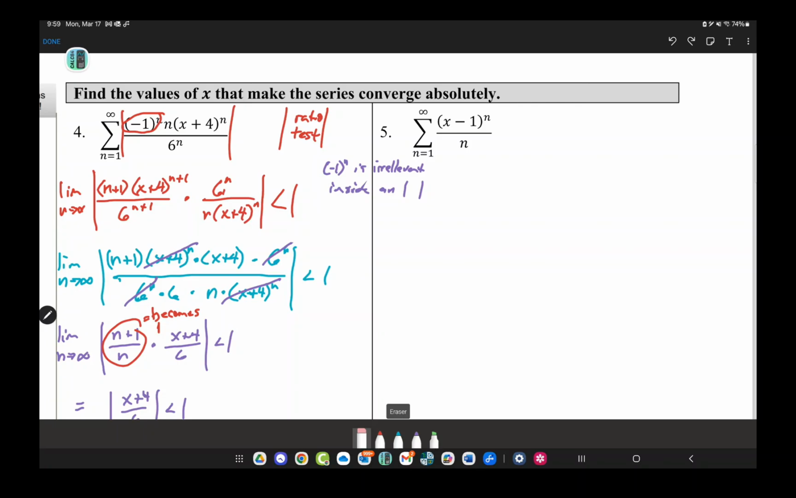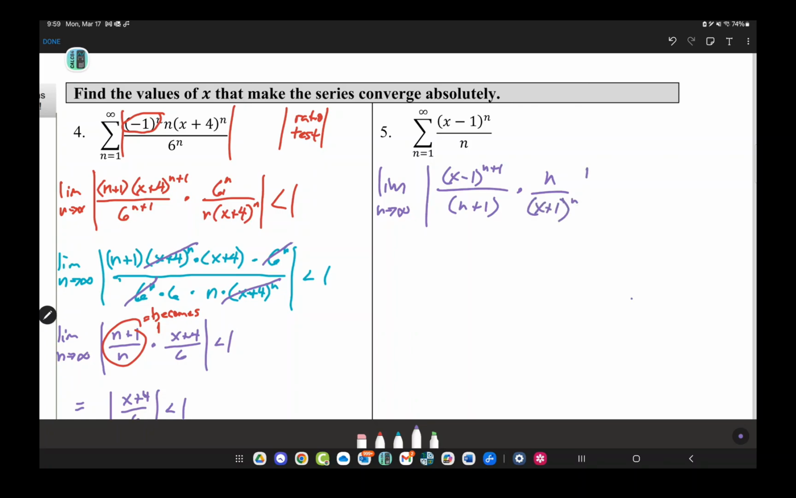So we do the same thing here. We're going to take the absolute value of the limit as n goes to infinity of the absolute value of a of n, so x minus 1 to the n plus 1 over n plus 1 times n over x minus 1 to the n, which gives me the limit as n goes to infinity of x minus 1 to the n times x minus 1 times n over n plus 1 times x minus 1 to the n.